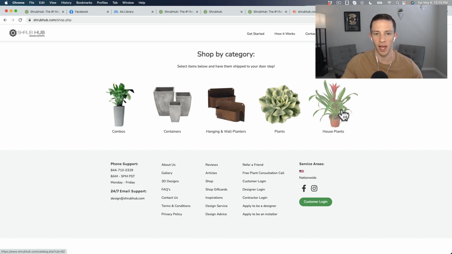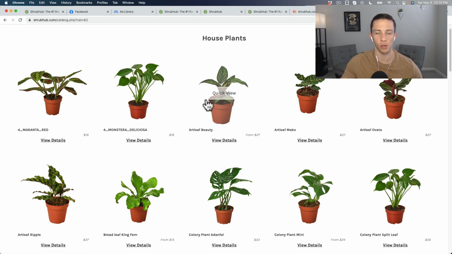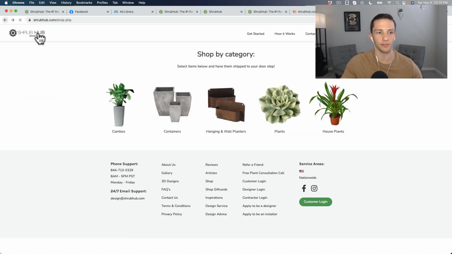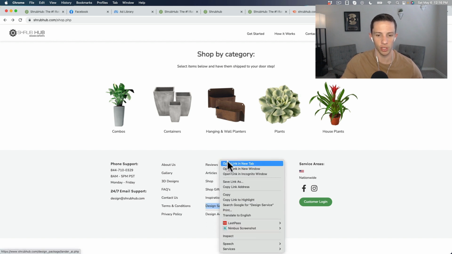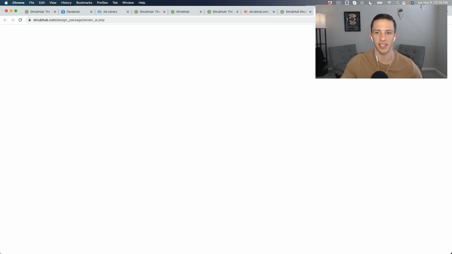Yeah, all right. So they've got various plants and things you can buy from ShrubHub. So I'm guessing included in their design are recommendations to buy plants and stuff through their online shop. I didn't even realize this was a service. Let's just scope out design service here and design advice.